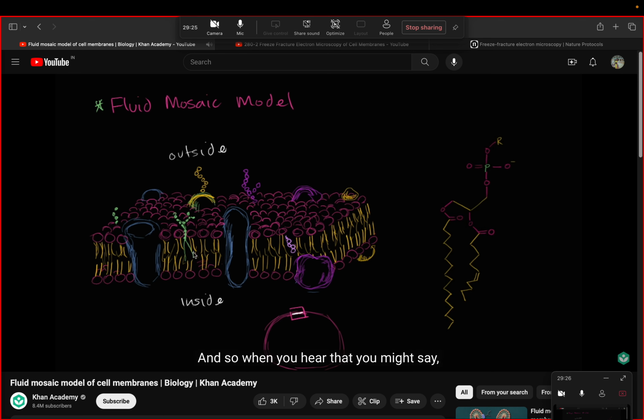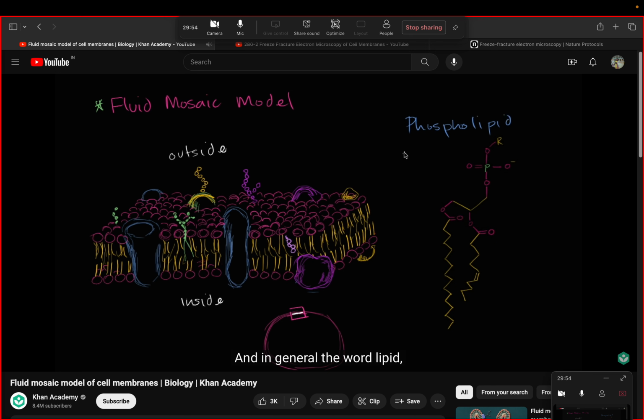And so when you hear that, you might say, well, what is a phospholipid? And that's a good question, because when you understand what a phospholipid is, it starts to make sense why it would form a bilayer like this and why it's the basis for so many membranes in biological systems. So this is indicative of a phospholipid. And as its name implies, let me write that down, this is a phospholipid. It's a lipid that involves a phosphate group.